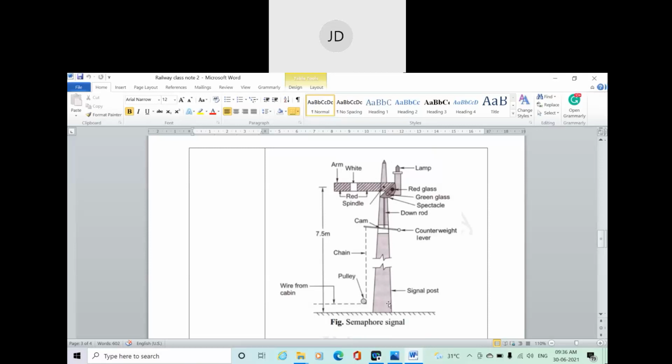So different positions of the arm of the semaphore signal represent different indications. These things we have already discussed, right? And this semaphore signal can also be of two types. One is lower quadrant and one is upper quadrant. Lower quadrant of semaphore signal basically has two aspects, and upper quadrant of semaphore signal basically has three aspects. These things we have discussed.